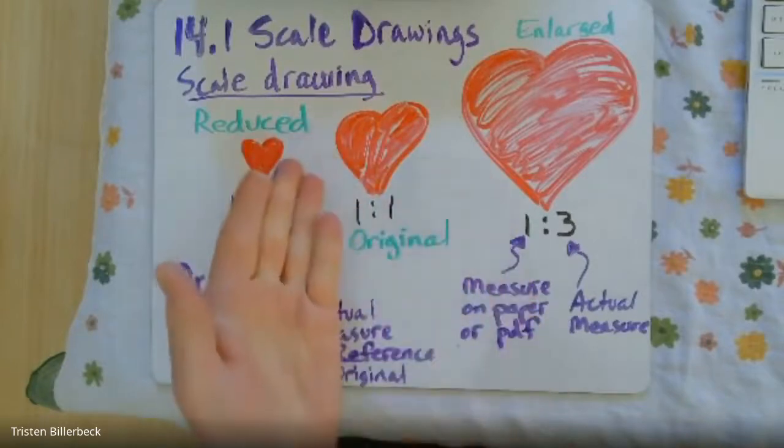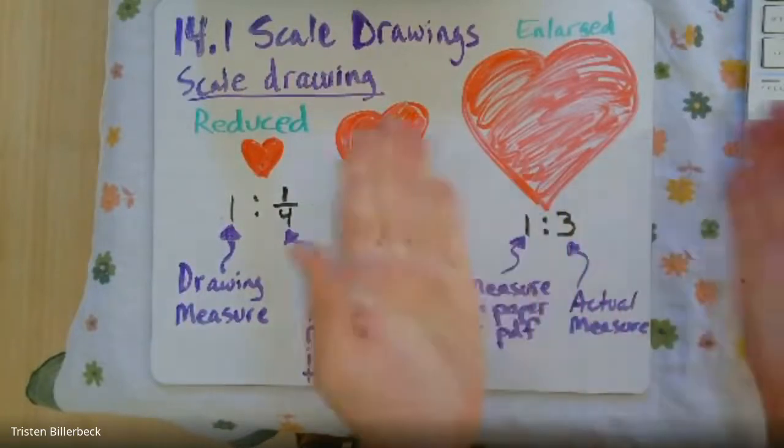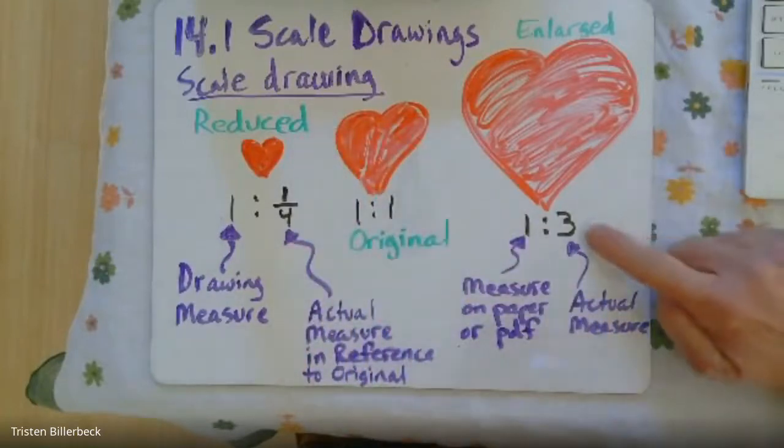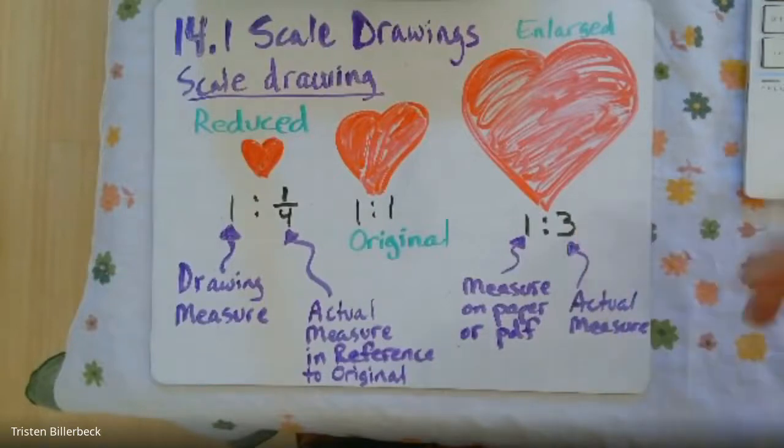But if I wanted a big heart, say I needed to send a really big heart to somebody special, I would enlarge it. So I would make it 3 times or bigger, perhaps, for an example. You can make it 1,000,000 times bigger if you want, depending on who you're sending it to.